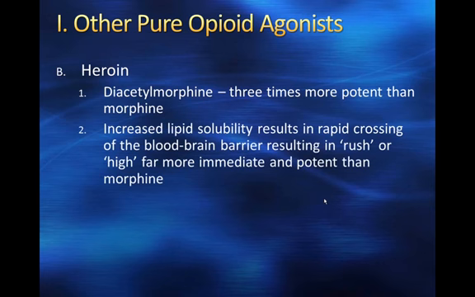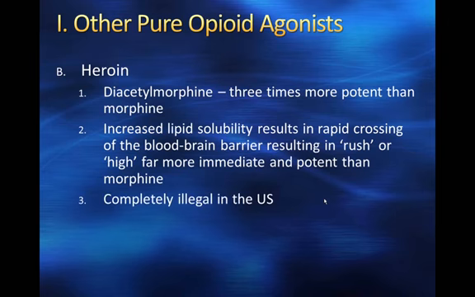Importantly, the reason why heroin has such a great deal of abuse potential is because of its increased lipid solubility, and it results in a rapid crossing of the blood-brain barrier, which results in a very quick rush or high, which is far more immediate and much more potent than morphine. It's completely illegal in the United States. It is legal in some other countries for use as a pain reliever.